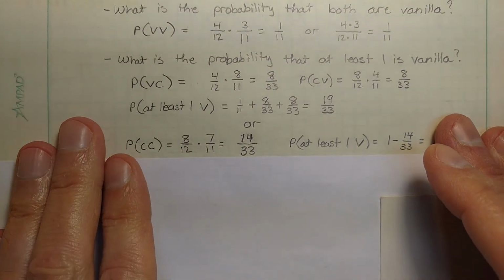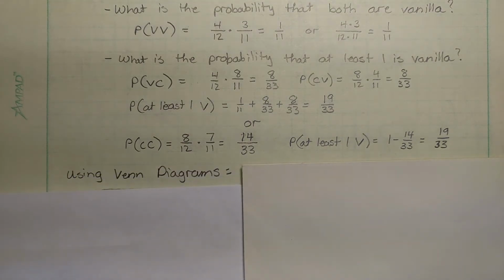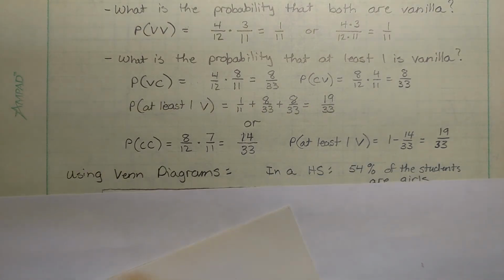All right, let's go ahead and look at another method of calculating probability, and that's using Venn diagrams. Venn diagrams are a great thing to do whenever you've got overlapping categories. You know percentages of things and you know overlapping categories. So let's look at this example here.